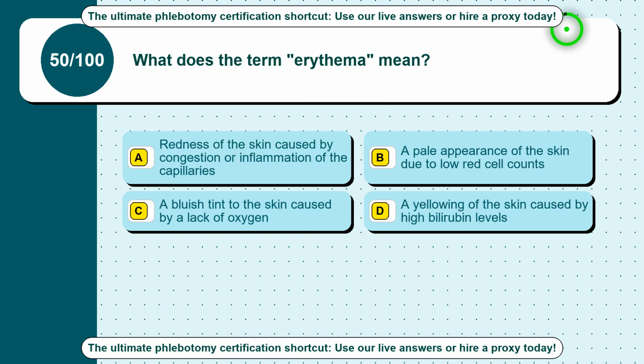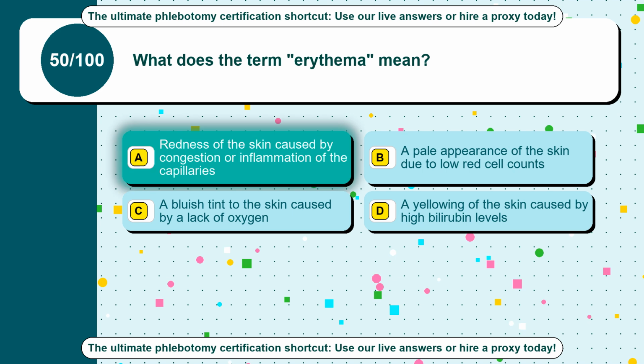Question 50. What does the term erythema mean? Option A, redness of the skin caused by congestion or inflammation of the capillaries. Option B, a pale appearance of the skin due to low red cell counts. Option C, a bluish tint to the skin caused by a lack of oxygen. Option D, a yellowing of the skin caused by high bilirubin levels. The correct answer is option A, redness of the skin caused by congestion or inflammation of the capillaries.